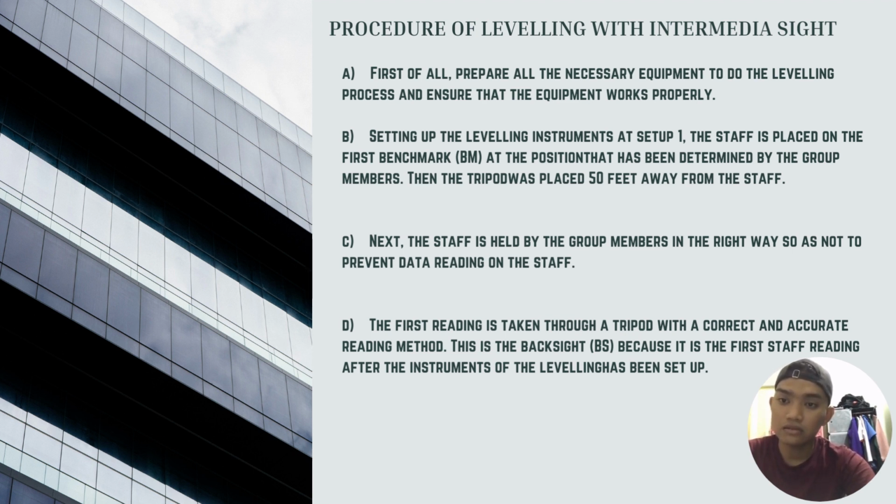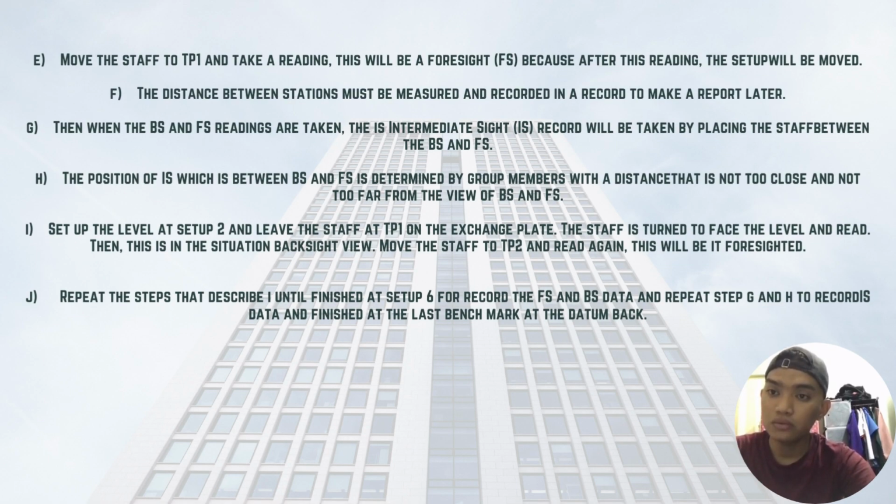The staff is held by the group members in the right way so as not to prevent data reading on the staff. Next, the first reading is taken through the tripod with a correct and accurate reading method. This is backsight because it is the first staff reading after the instrument of the leveling has been set up. Move the staff to TP1 and take the reading. This will be foresight because after this reading, the setup will be moved.